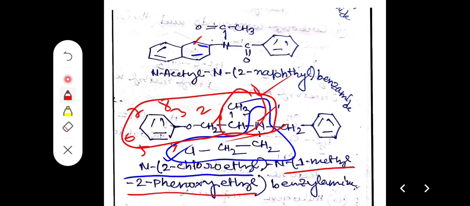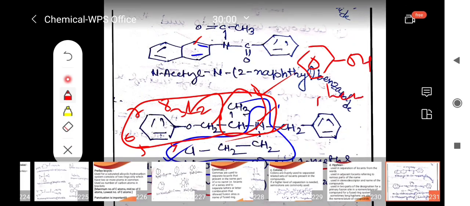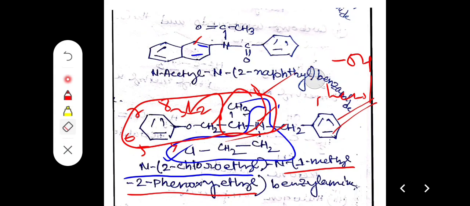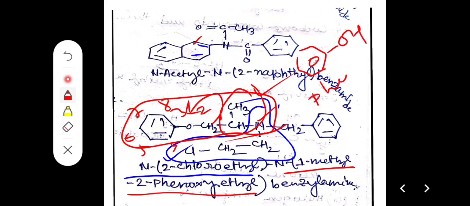2-phenoxy, because this CH2 is attached with the phenoxy group. Phenoxy group means a benzene ring. If there is OH, that should be called phenol. If there is OH, it is termed as phenol. Okay. Now, if the OH is abstracted, we can get phenoxy. Okay. So this CH2 is attached with the phenoxy group.